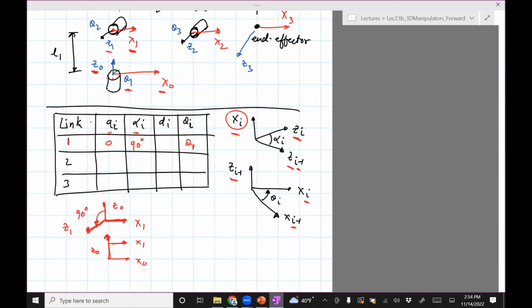So it's a parameter which can be tuned based on how you position the motor on joint 0. And then D1 is the distance between X0 and X1 about Z0. So the distance between this line and this line about this axis Z0. So it's going to be L1. Okay, that's the first line. We did a lot less work than we did before.